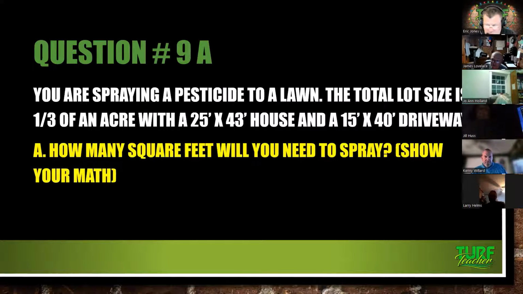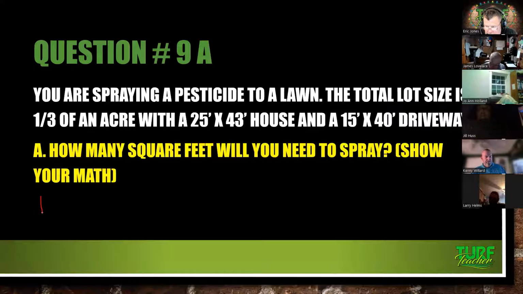Easy enough. Now, here is the typical lawn care program. It's got 2 parts, A and B. You're spraying a pesticide to a lawn. The total lot size is 1/3 of an acre with a 25 by 43 house footprint. And we have a driveway that's 15 feet wide, 40 feet long. How many square feet will you need to spray? Basically we're figuring out how much square footage this property has. We got to minus out the house, the driveway and any other sidewalks, shrub beds, or anything like that, because you're not going to be putting product there if you're just taking care of turf grass.